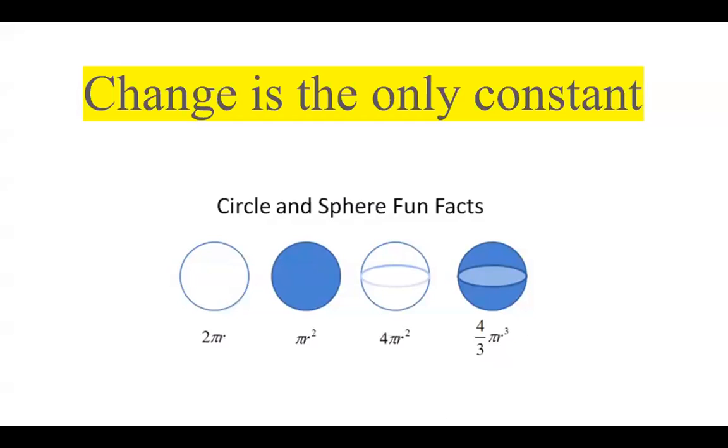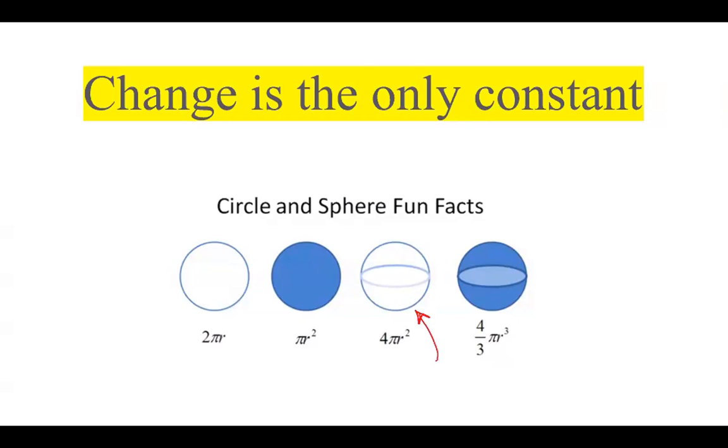If you see these circles, 2 pi r and pi r squared, this is the area of the circle. Then we have 4 pi r squared, which is the surface area, and 4/3 pi r cubed is the volume of the sphere.